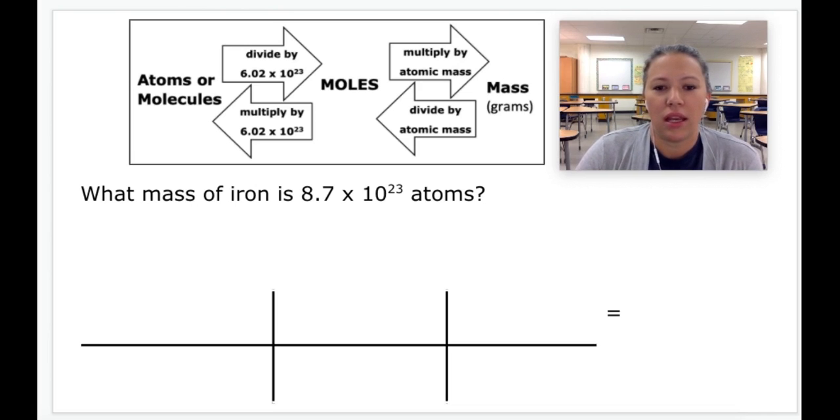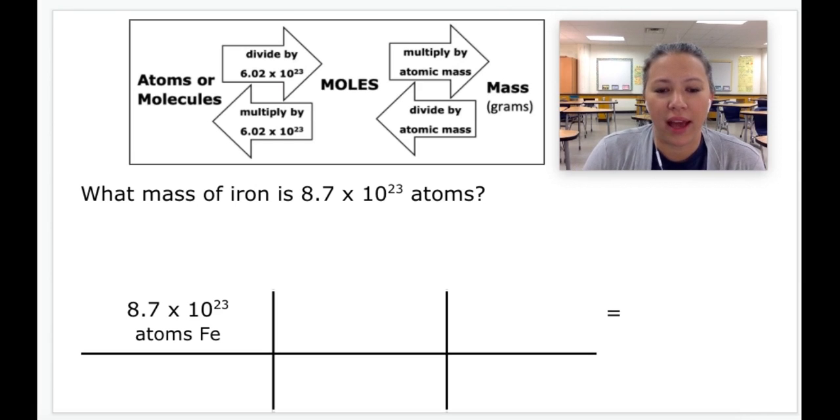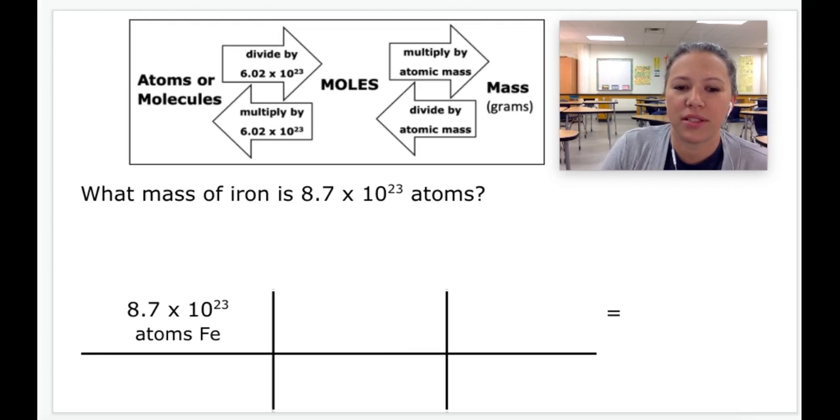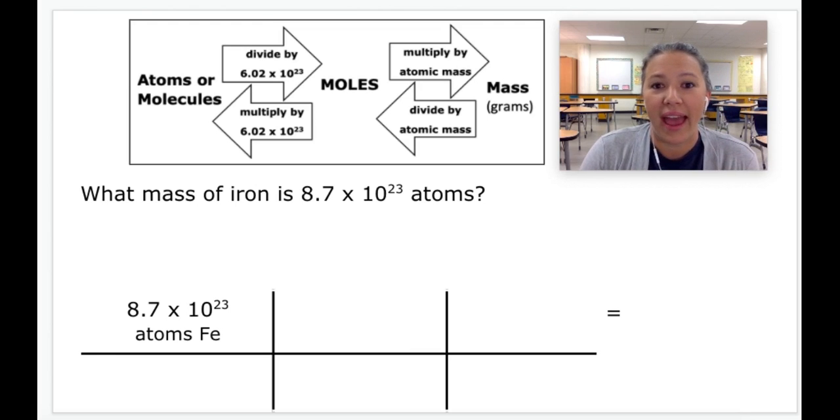And the number and the unit from the question always goes in the first box. I went ahead and added the element on there too, 8.7 times 10 to the 23rd atoms of Fe. Fe is a symbol for iron. Now looking at my path, let's see what I need to do next. I'm starting out with atoms. Now I need to divide by Avogadro's number. And remember, our unit always drops down diagonally.